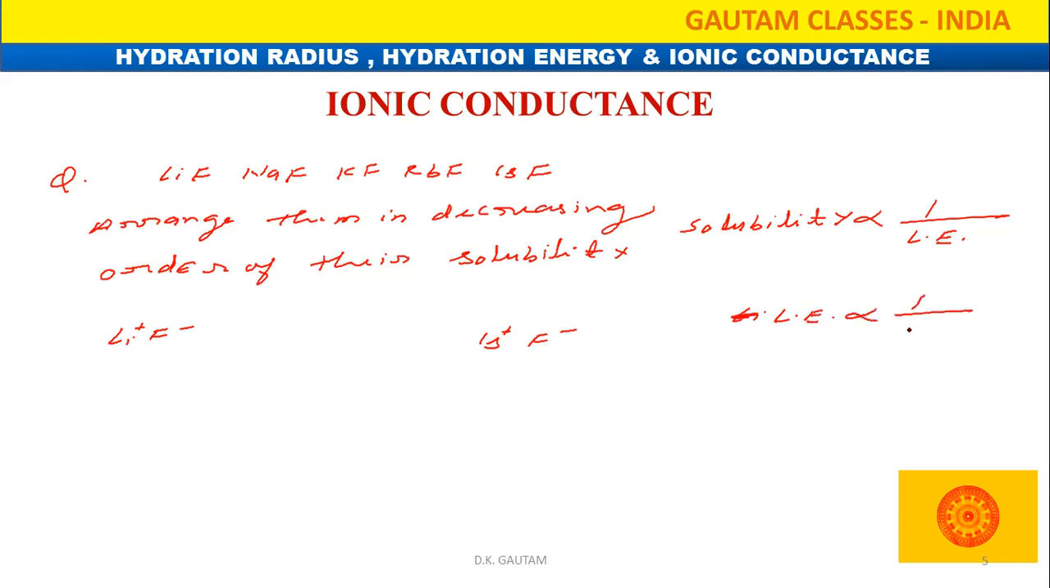What is it? Lattice energy is inversely proportional to the distance between cation and anion. So here the distance between cation and anion is highest, so lattice energy will be lowest. If lattice energy is lowest, what about the solubility? Solubility will be the highest.